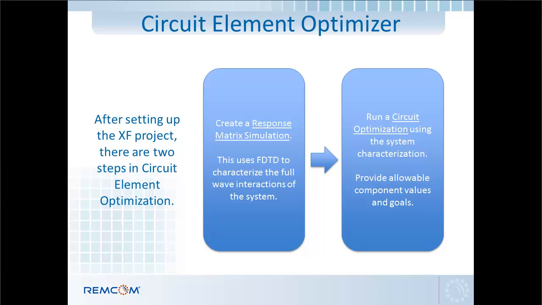And what this is going to do is it's going to characterize the system. So it's going to figure out what all of the coupling is between the matching network and the antenna, and it's going to figure out the sensitivity for each of the components given the geometry and the environment around it. Once that response matrix simulation is completed, then you're going to run a circuit optimization. This is where you take the system characterization, but you provide as inputs the allowable component values and then the goals that you're interested in. The optimization will then run and it'll tell you what the optimal circuit element values should be.